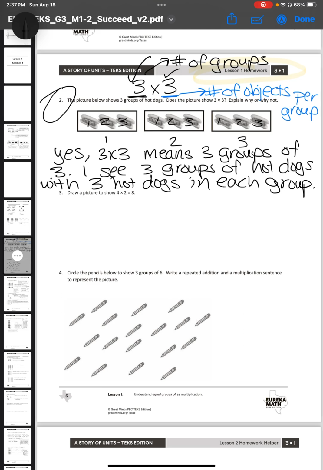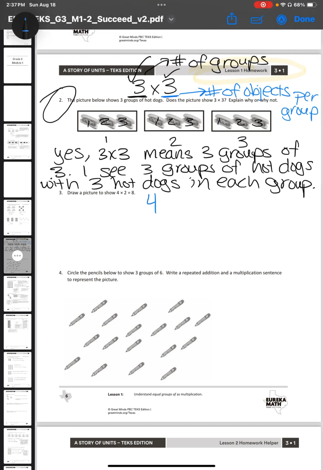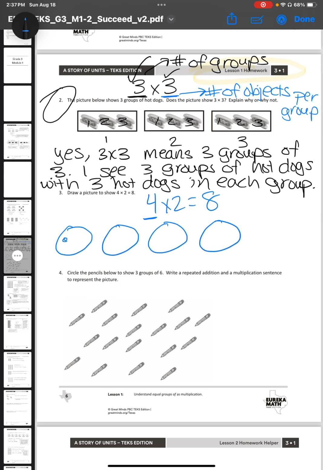Problem 3. Draw a picture to show 4 times 2 equals 8. And I'm going to pick a different color. I'm going to write that expression or equation, because this has an equal sign, a little bit bigger. Remember, the first number is our number of groups. The second number is the number of objects in each group. So we could simply draw 4 groups, put 2 objects very clearly and neatly in each group, and we have a total of 8 objects.